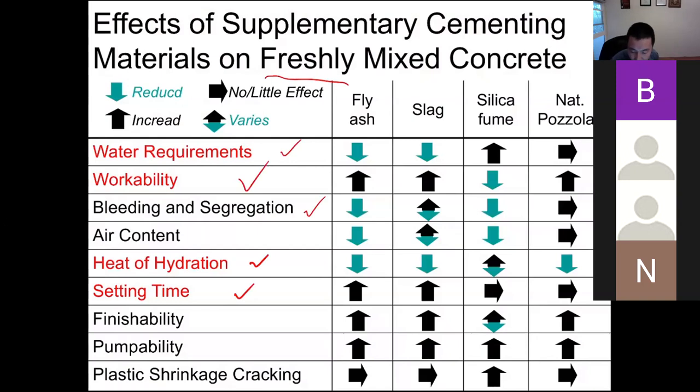You can see, for example, fly ash and slag will reduce the water requirement, reduce the heat of hydration, and increase the setting time. On the other hand, silica fume will increase the water requirement because silica fume is very small and has very high surface area, so that will increase the water requirement to achieve a certain workability. However, we could use a type of chemical admixture called superplasticizer. We'll discuss that in the next lecture to compensate for this effect.